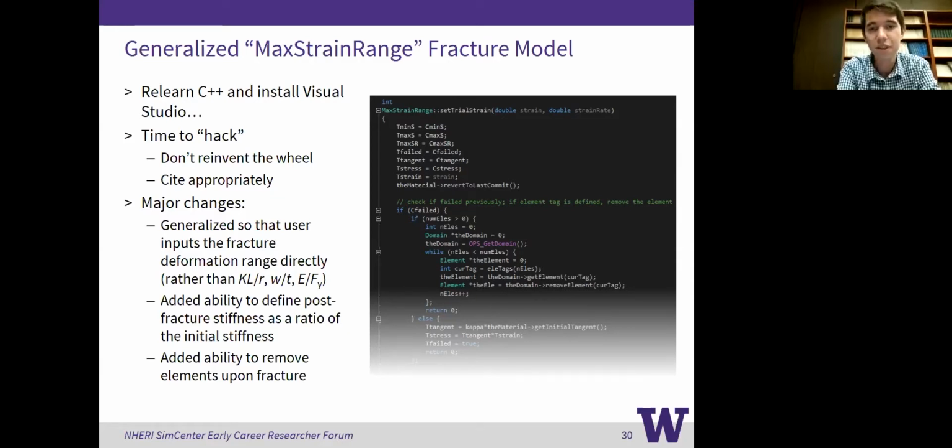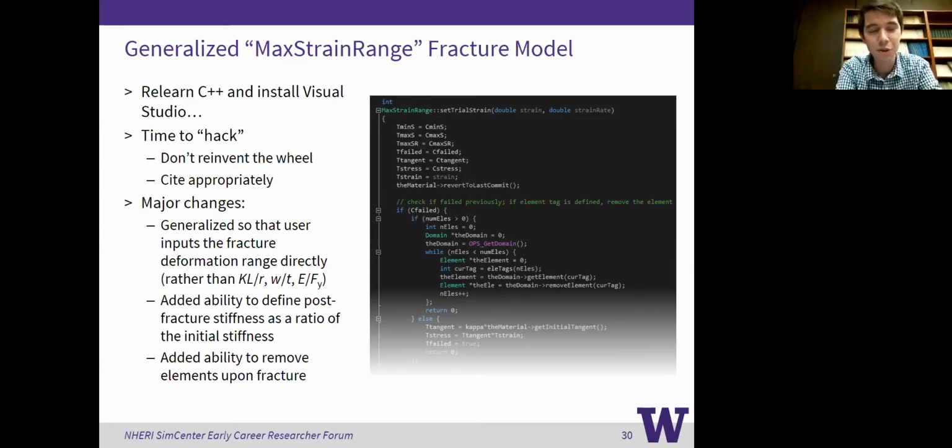I added the ability to define a post-fracture stiffness as a ratio of the initial stiffness. Okay, sometimes there's convergence issues. So if you have a post-fracture stiffness, so this is what happens when the brace or the fiber kind of lets go, there's a residual stiffness that you need for convergence, but if it's really low, you may run into problems. So by amping up that initial stiffness to a reasonable level, you may be able to improve your convergence performance. And then I also added the ability to remove elements upon fracture, okay?